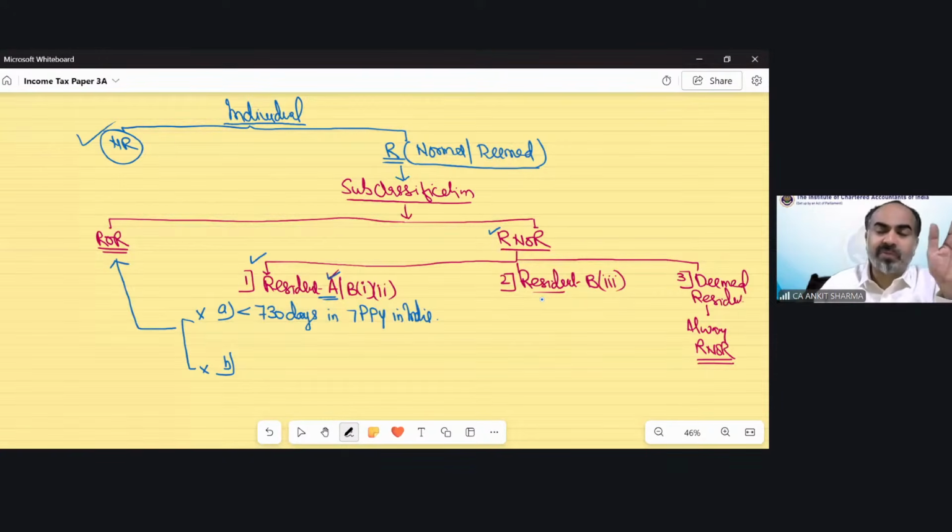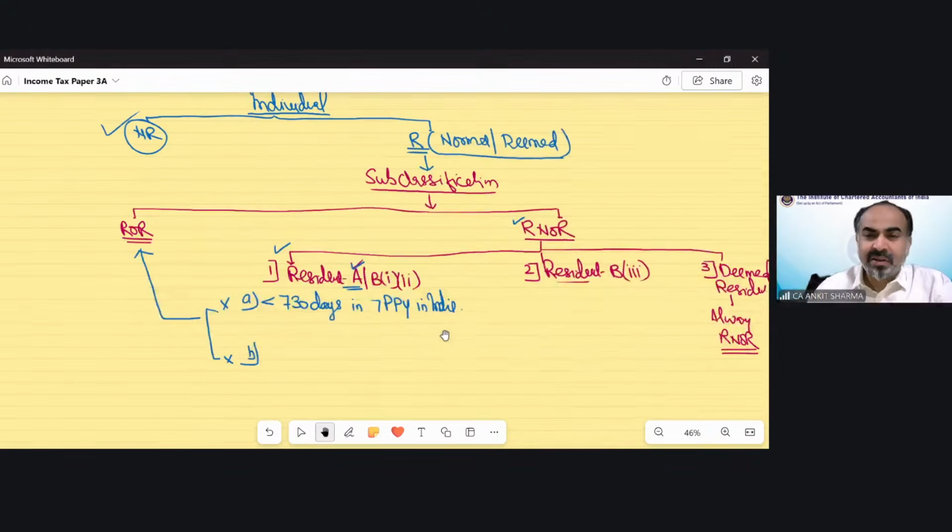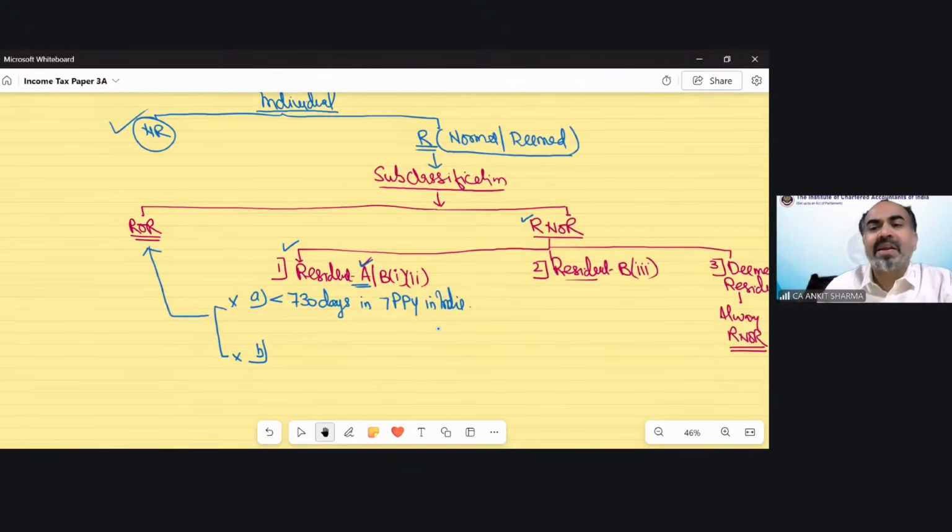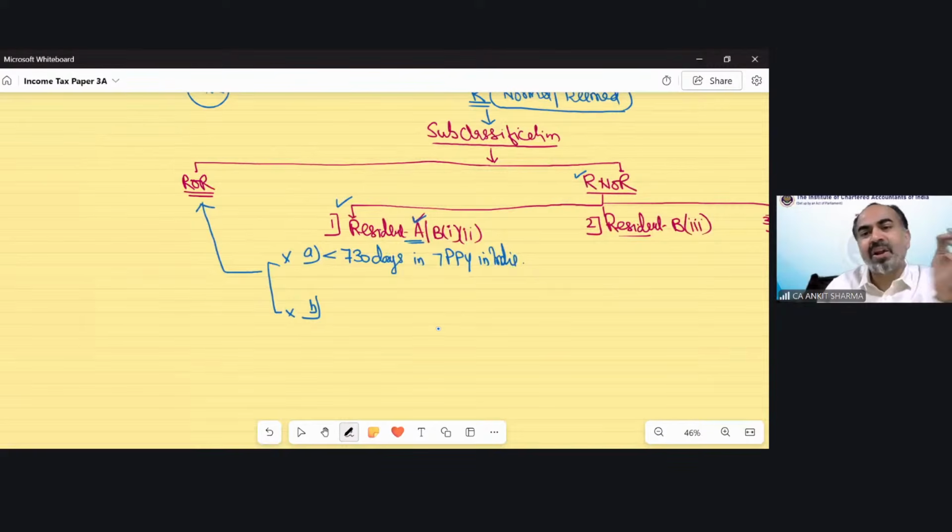So listen very carefully. You become a resident after fulfilling the 182 days condition or the 60 days condition. If you are in India for less than 730 days in the 7 preceding previous years, then you will be treated as a resident and not ordinary resident. We are talking about the 7 preceding previous years in India, except the current previous year.